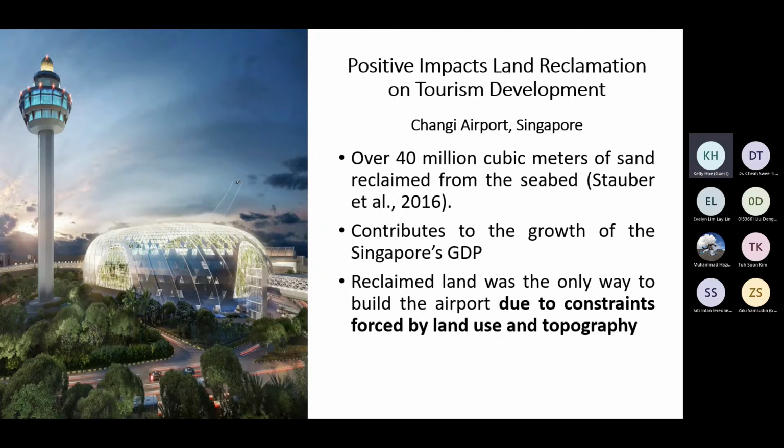And reclaimed land was the only way to build this airport because of Singapore's land constraint, due to the limitation of land use and topography. And in order to develop tourism in Singapore, they built Changi Airport to improve the economy of the country.